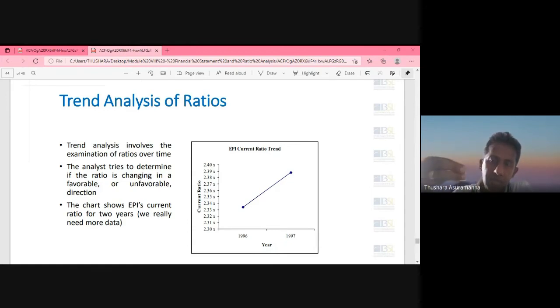In order to understand that, it's better to have the trend plotted in a graph. When you say trend analysis, we try to understand the behavior of the ratio during a particular period, so not just 2 years. It's good if you have 3, 4, 5 years, so then you have a better understanding of the movement of the particular ratio. Here, for understanding, they have given 2-year data, but obviously 2 years is not a very good period for us to comment or come to a conclusion.